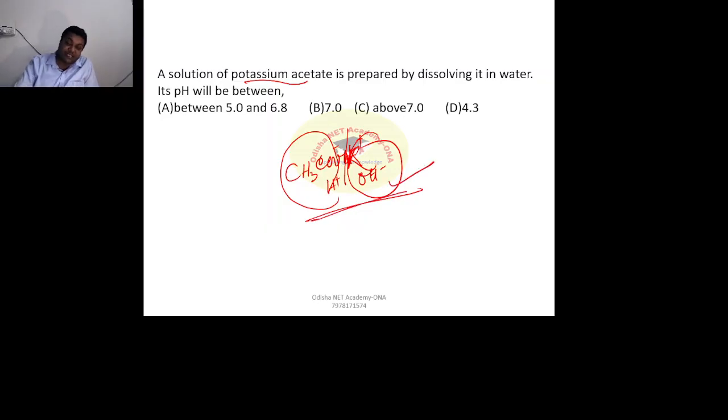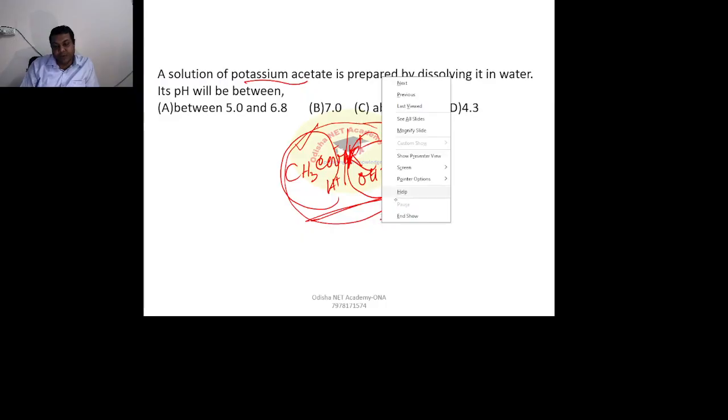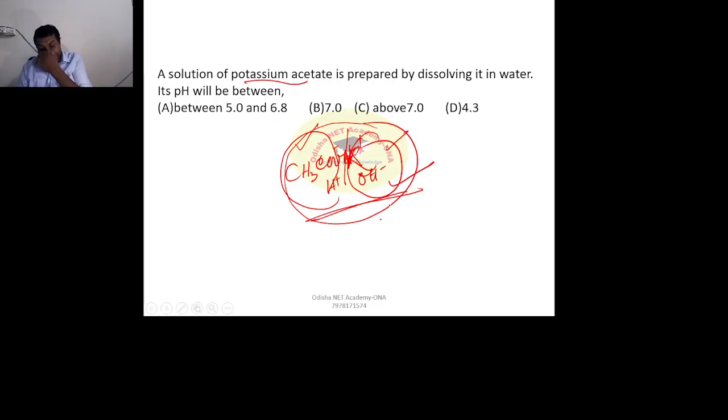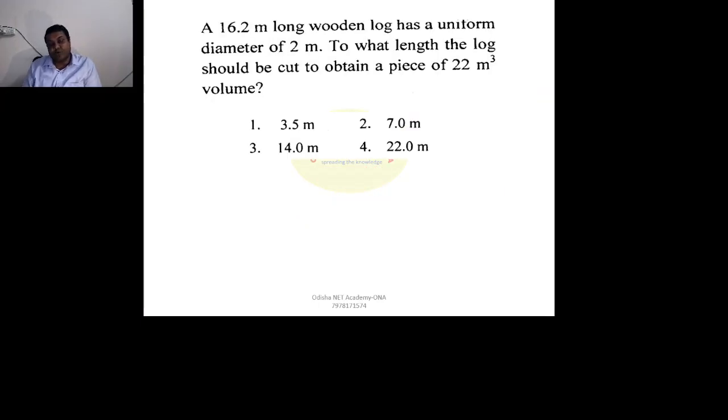Out of acetic acid and KOH, which is strong one? So this is weak acid and this is strong base. Sorry, strong base. Weak acid and strong base. So overall what happens? Which will be dominant? The base. So that's why the solution pH is definitely greater than 7, above 7. That is due to KOH. So the answer will be C. Got it? C. Now come to next question.